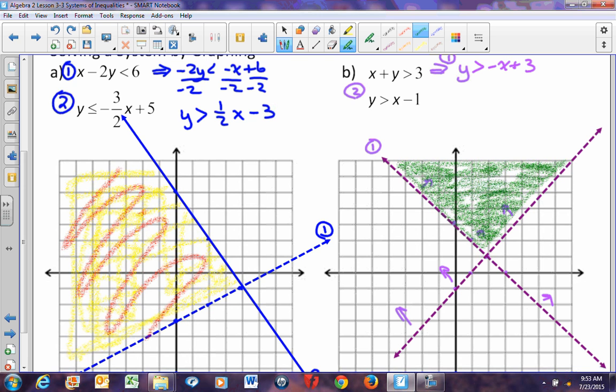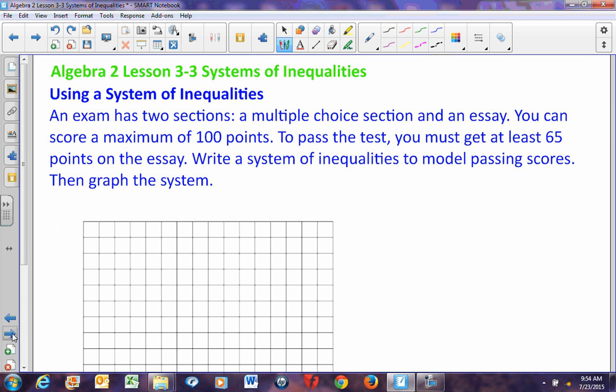Right? So we have labeled both equations by x and y axis. I think I keep forgetting to do that. Yes, I do. Make sure you always label your axes. And there's the solution to that system of inequalities. Let's take a look at some word problems.